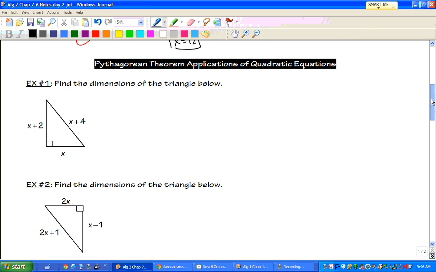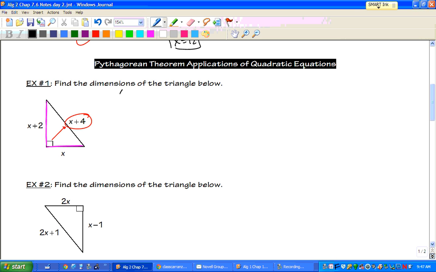Alrighty. Now, Pythagorean theorem application of quadratic equations. Find the dimensions of the triangle below. Now, the only thing that's different now is instead of giving us what everything is, we have a bunch of variables. So, key thing is to know what your legs are, and then what's the hypotenuse. And now we're going to use the Pythagorean theorem to solve this.